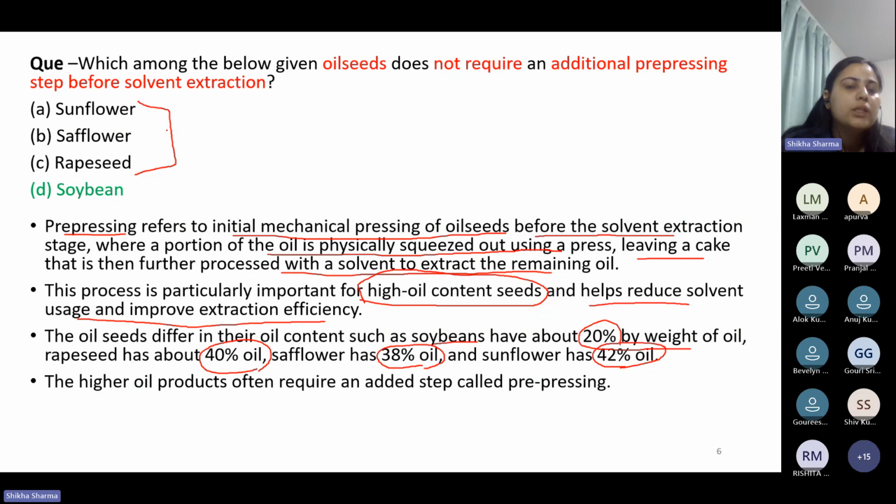So for these three seeds, we first do pre-pressing and then we do the solvent extraction. Whereas in soya bean, we do not generally go for the pre-pressing step, because it is having 20% of oil, which is not very high. So we can directly go for solvent extraction. In soya bean, we do not need an extra pre-pressing step. So answer D is correct here.